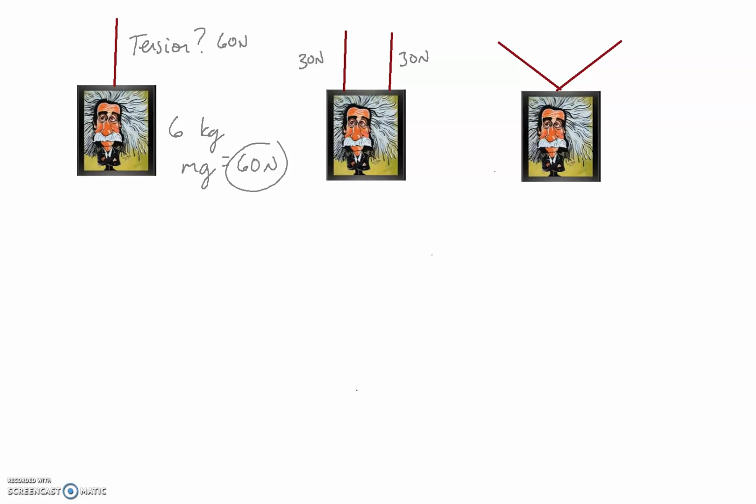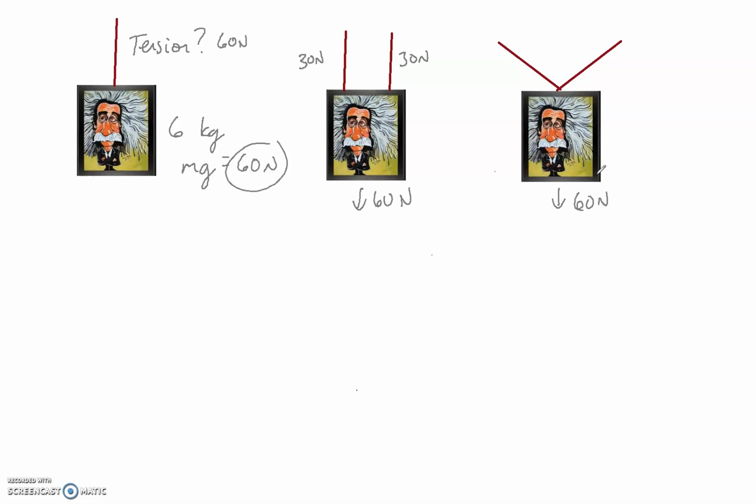Once again, we still have 60 newtons going down here. That hasn't changed at all. And the same way in the first situation, we had 60 newtons going down and the rope pulls up with 60 newtons, here's 60 newtons pulling down, 30, 30, 60 newtons pulling up. Here we have 60 going down. Once again, we have to have 60 going up.